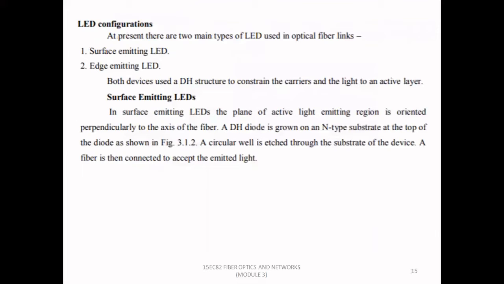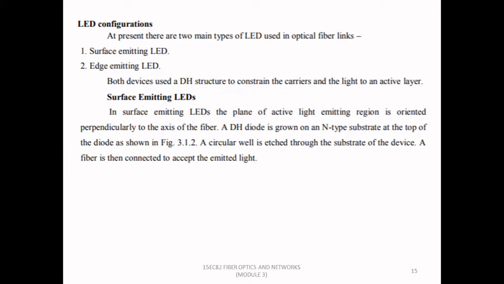So now let us discuss the main LED configurations. At present there are two main types of LEDs used in optical fiber links. The first one is the surface emitting LED and the second one is the edge emitting LED. Both devices use a DH structure to constrain the carriers and the light to an active layer.